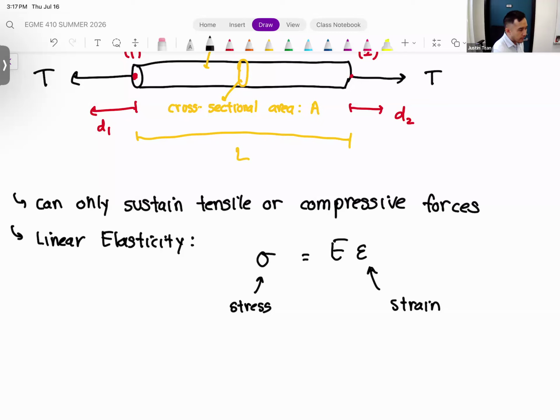So this right here is going to serve as our governing equation. And from this governing equation, we're going to derive our element stiffness matrix. So we have this relatively simple equation here: stress is equal to Young's modulus times strain. All right, so that's fine.